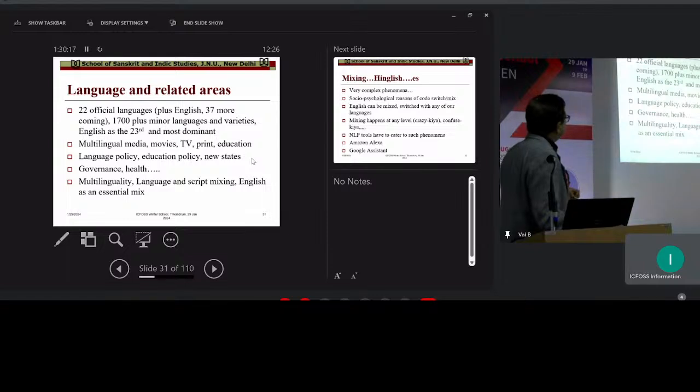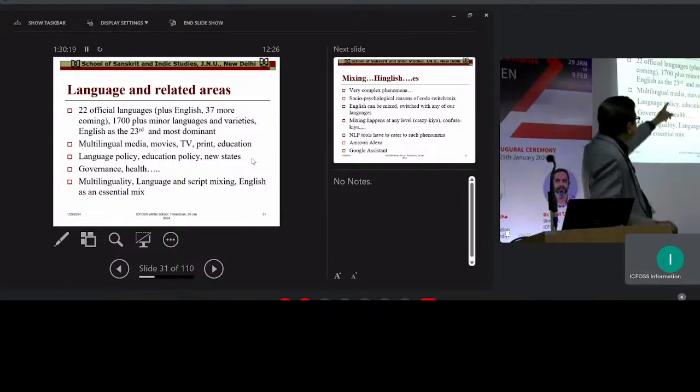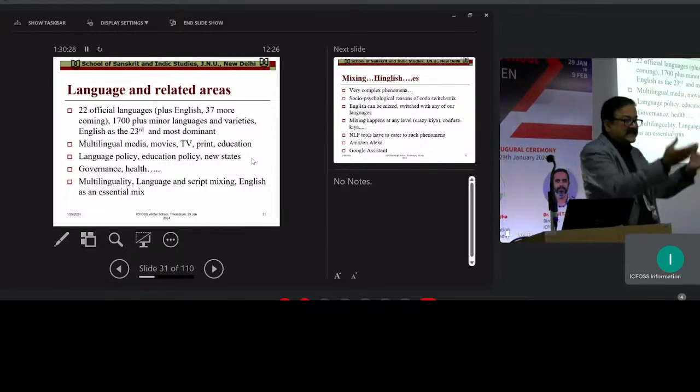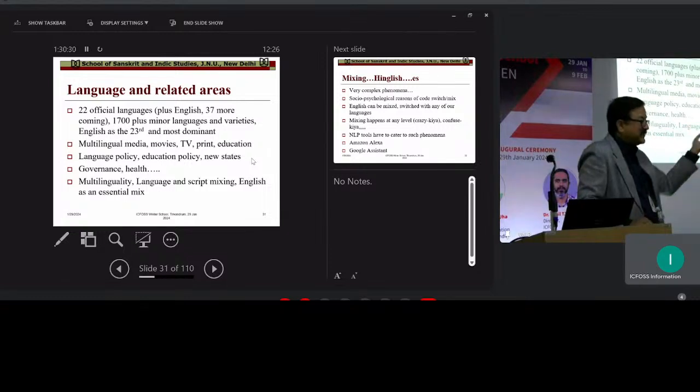Now look at this. 22 official languages and 38 plus English. 13 more applications are there. So different languages, the Home Ministry has 13 applications for recognizing their languages. I don't know how many of them will get in, but at least when a language gets into the Constitution, it brings lots of problems.